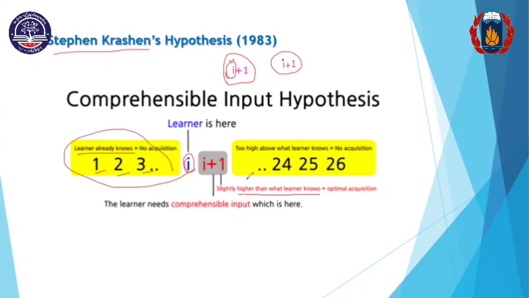So if we add a little bit higher than what the learner knows, for example, they know 1, 2, 3, their level is 1, 2, 3. But if we upgrade the text, they know larger numbers. But to be able to reach this level I+1, the student really needs comprehensible input. So this input the teacher needs to give. This is I+1.